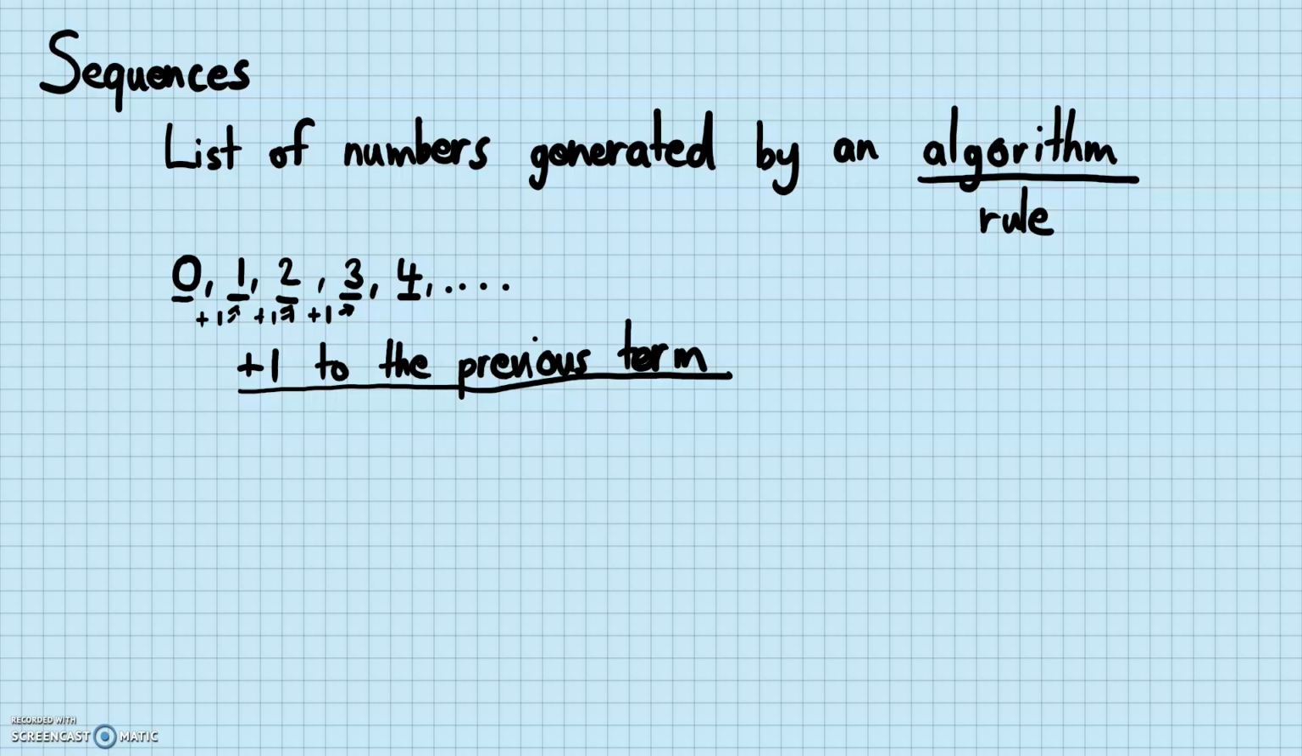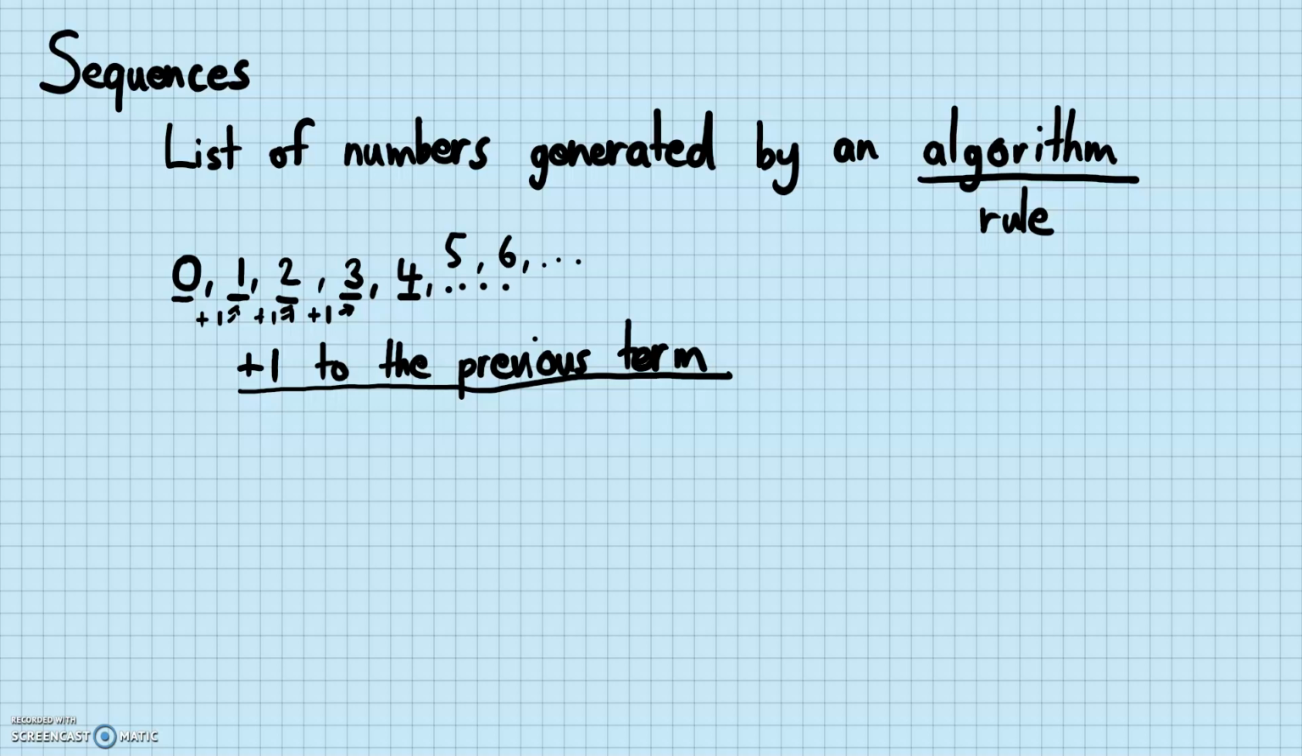So what would come after 4? Well, following this rule, we can just add 1 to 4 to get the next number. The next number is going to be 5. The next number after that is going to be 6, etc. So this is an example of a sequence.